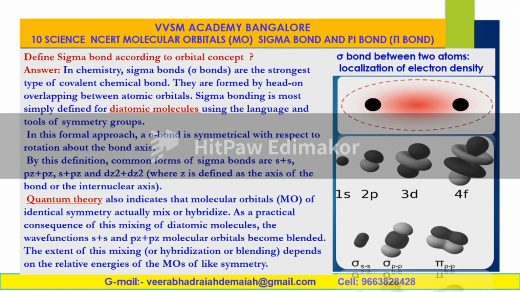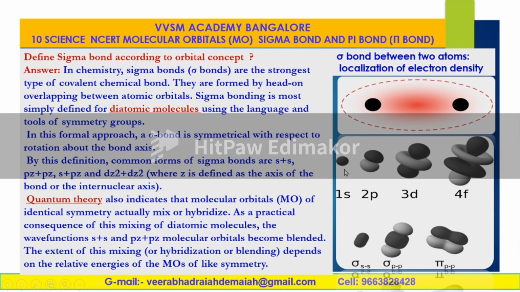Sigma bond according to orbital concept. What is a sigma bond? The sigma bond between two atoms is a localization of electron density. Each electron has its own density. The overlapping of electron density leads to the hybridization. Diatomic molecules, for example, sigma bond and pi bond. According to quantum theory, the molecular orbitals MO of identical symmetry actually mix or hybridize. As a practical consequence of this mixing in diatomic molecules, wave functions s plus s, pz plus pz molecular orbitals become blended here. The molecular orbitals of like symmetry.